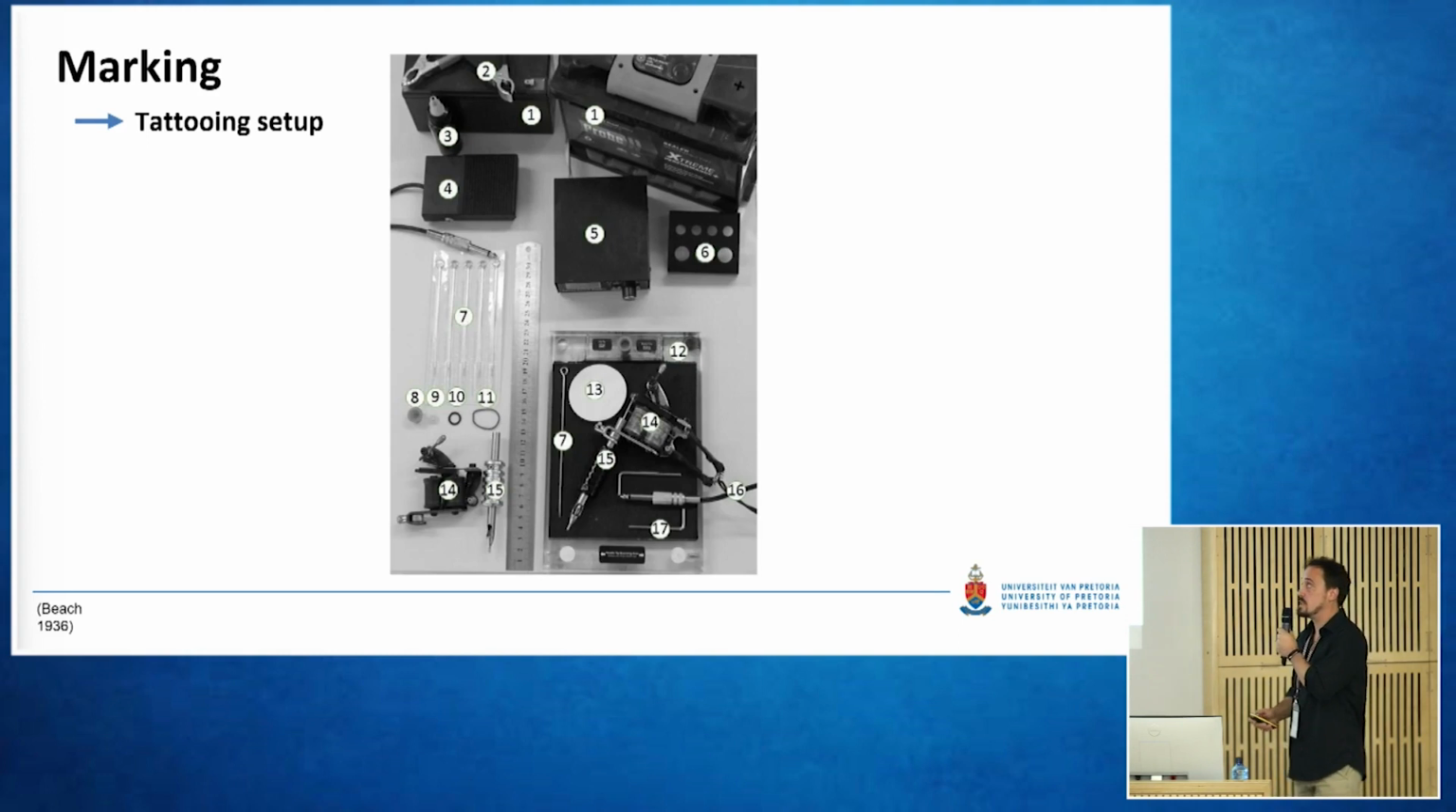So this is the basic tattoo setup, where you're sitting with a power source, a fancy word for a battery, that we connect to the power supply.